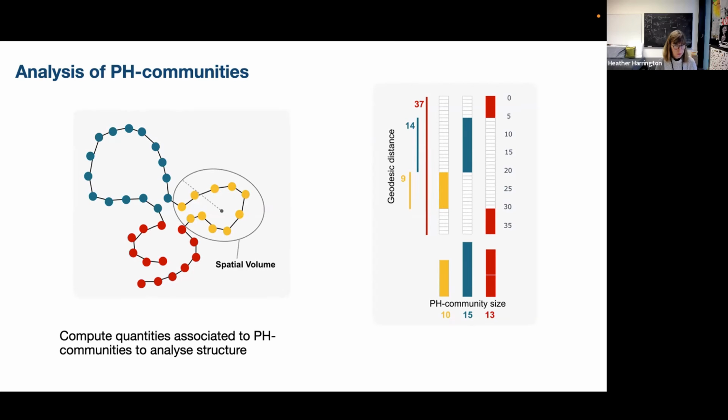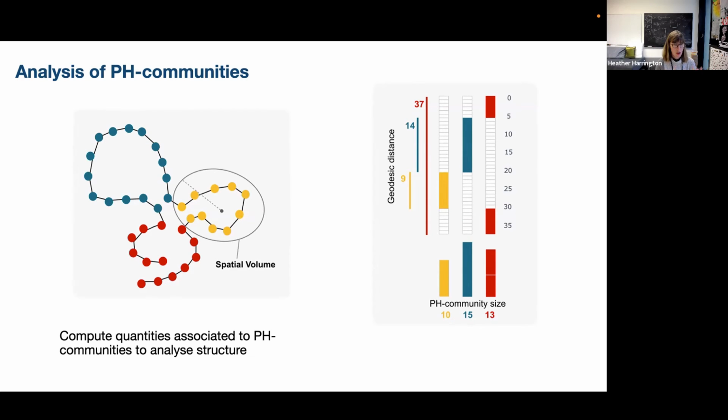We can compute geodesic distance, which comes from looking at the vertices that are assigned to each community, because this is an ordered set of vertices: what's the first and what's the last. So you can see that, for example, the yellow community has a geodesic distance of 9 because all of the vertices are within the same portion of the curve. Whereas the red community, if you look at the left picture, you can really see that it's at the beginning and the end of this curve. And so it would have geodesic distance 37.